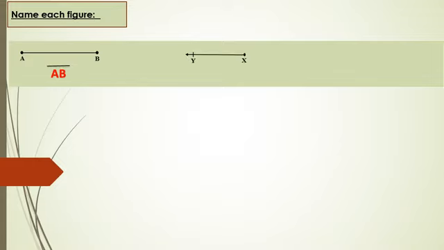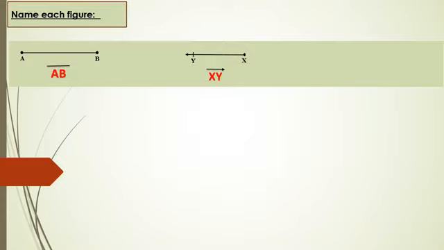The second one is ray. It's ray. So its name is XY ray. Why? Because the starting point is X. What's the meaning of ray? A ray is a line that has a starting point and no ending point.